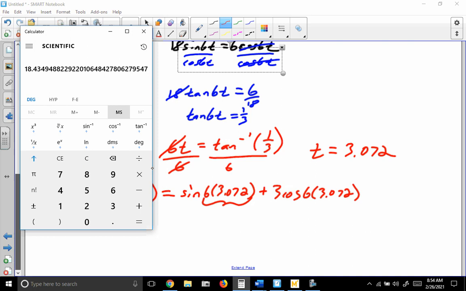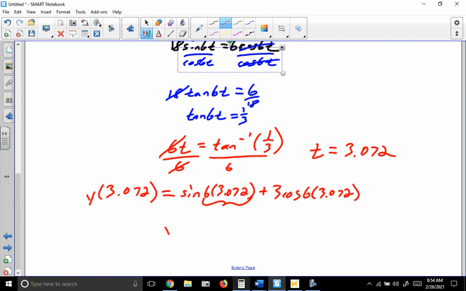So I'm going to store that in a calculator. And I want to take sine of that. So that gives us our first term. We're going to add the result, so parentheses, of doing 3 times cosine of that number. So that number was 18 and some decimals. So we're going to take cosine of that, close parentheses, and we get our maximum y. It's about 3.16.